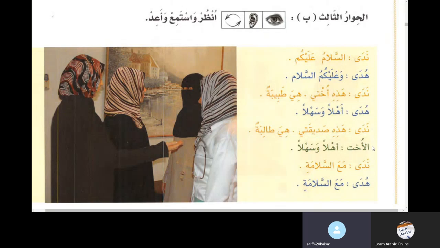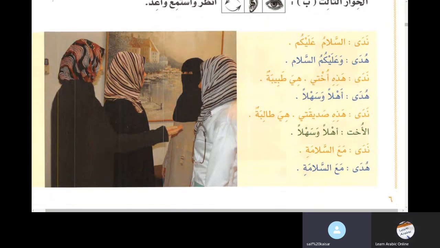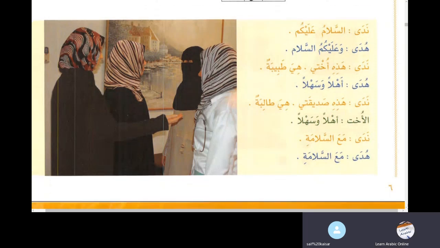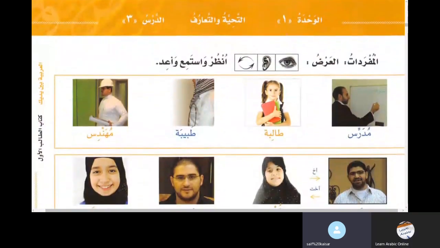Ahlan wa sahlan. Nada: Ma'a salama. Huda: Ma'a salama. Next. What is this? Al-Wahdatul Ula. At-tahiyyatu wa ta'aruf. Ad-darsus salis.